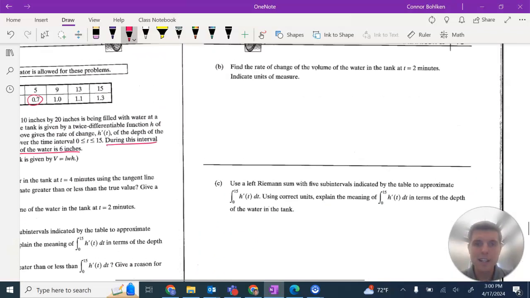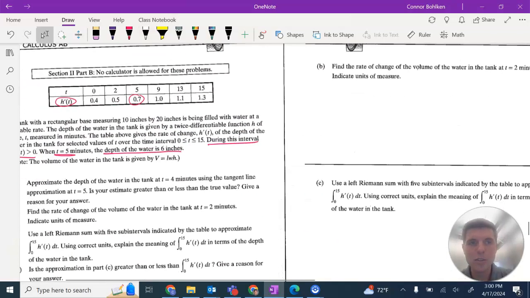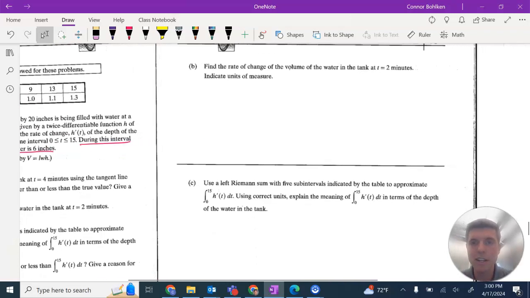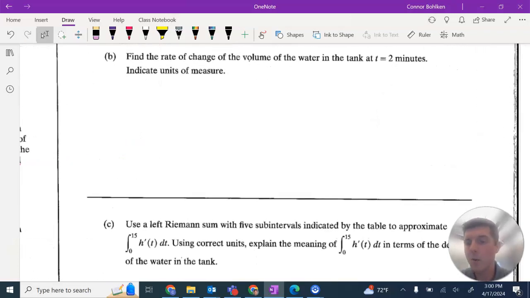Part B says, find the rate of change at 2. The rate of change of volume, excuse me. So this is actually a related rates problem, like what we did on Tuesday, April 15th, on tax day. There you go, Mr. Desrich.